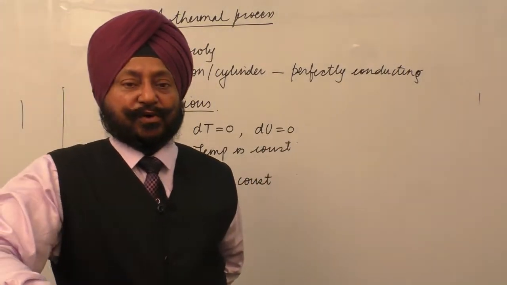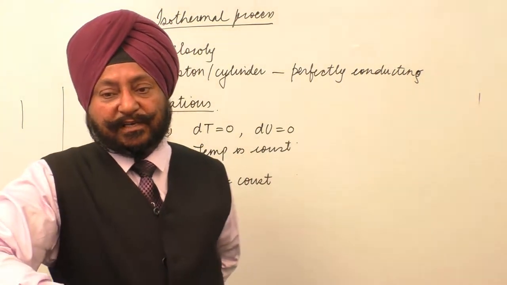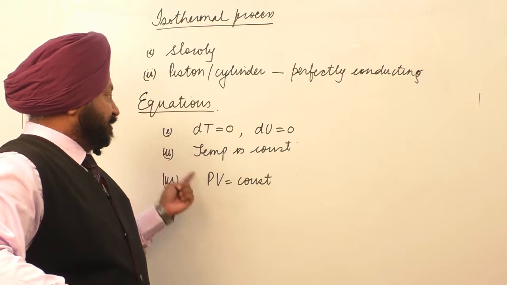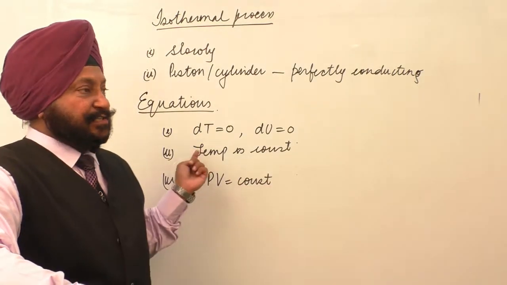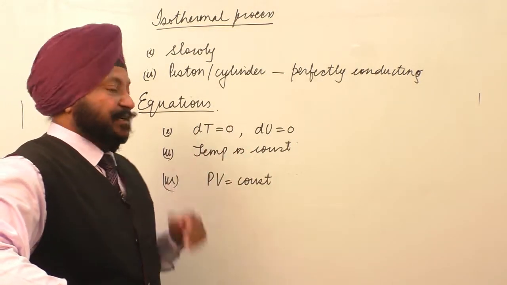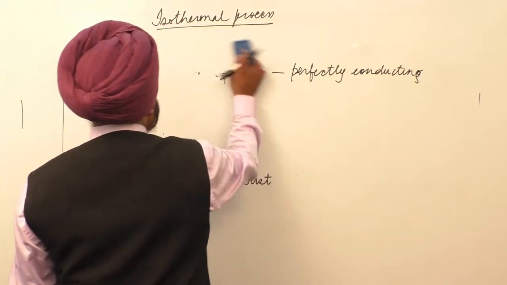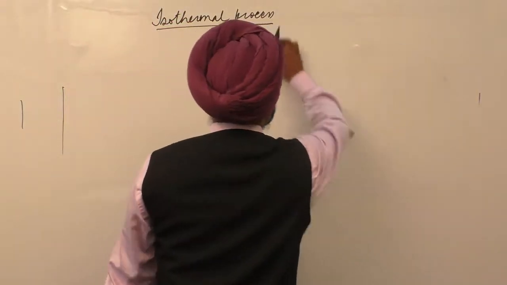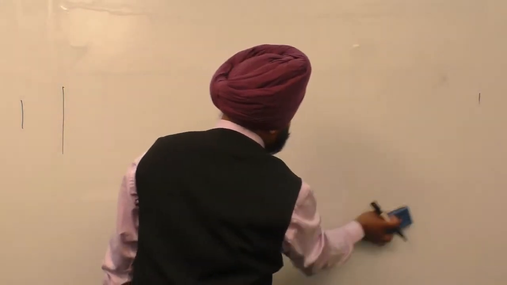So if temperature is constant, R is already constant, so pressure into volume will also be a constant. So these are the three equations which we utilize for an isothermal process. If dT is 0, as good as dU is equal to 0, temperature is constant, or P multiplied by V will be constant.